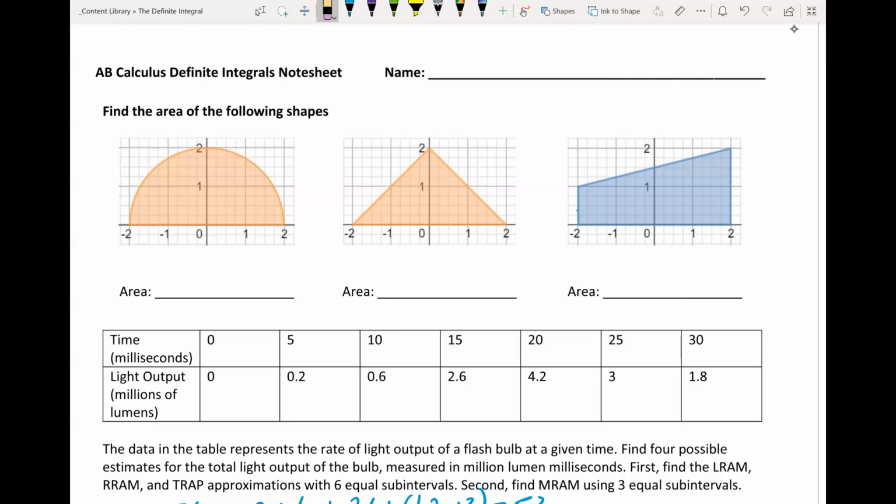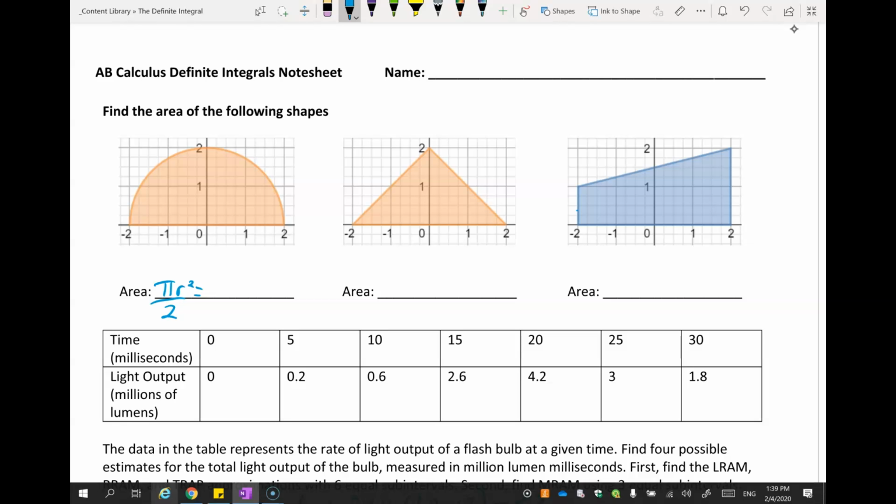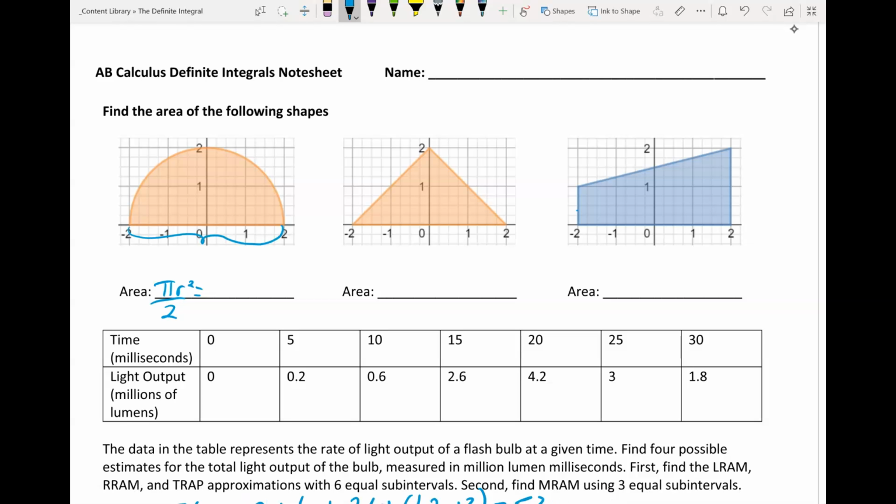So our very first one, we have a semicircle. To calculate the area of a circle, we know that is pi r squared. Because we have half of that, we're going to divide that by 2. Now we just need to find the radius. The radius, remember, is half of the diameter. So this is your diameter, and then half of that will be your radius. Looks like from 0 to 2, your radius is going to be 2. So that's 4 pi divided by 2, which is 2 pi.